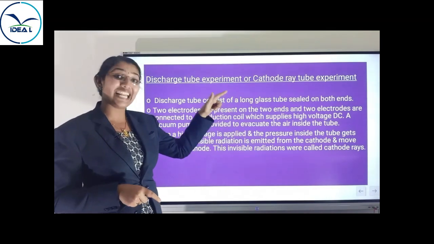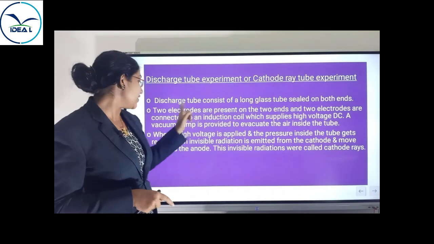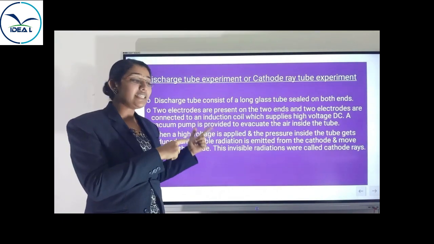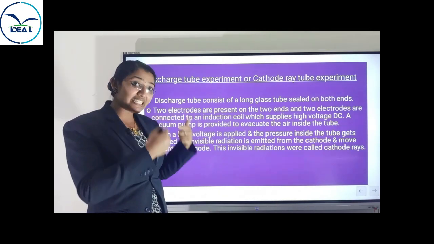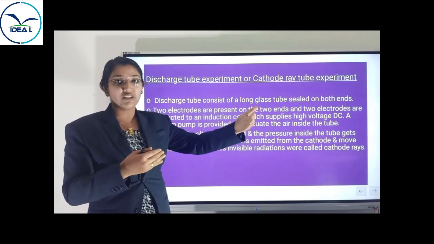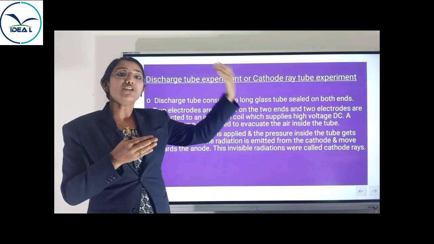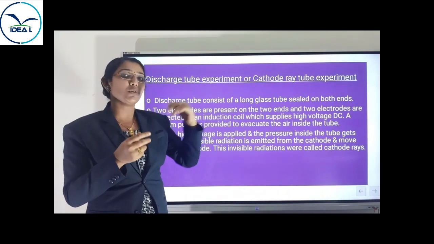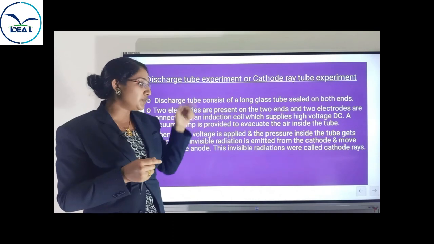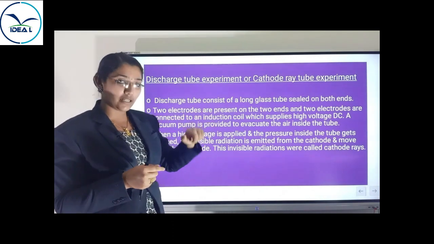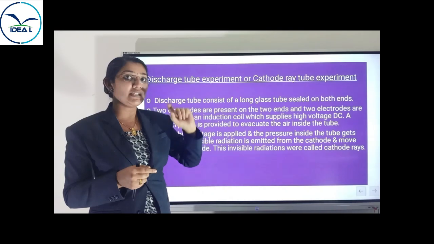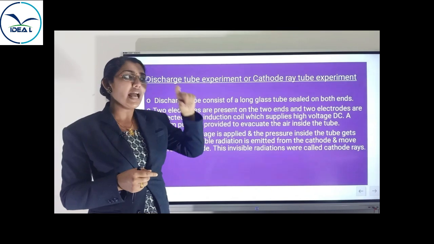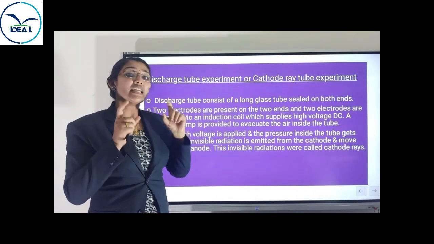So, an invisible radiation is emitted from the cathode. Cathode means, yes, negative electrode. And then it moves towards the anode. So, just imagine that the radiation is emitted from the cathode, the negative electrode, and goes to the anode, which means the positive electrode. Negative to positive. Which charge is attracted to the positive direction? Negative charge. The ray emitted from the cathode and moved towards the anode is negative.